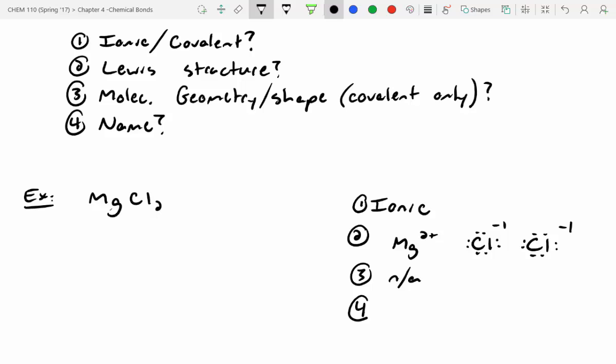And then number 4, what is its name? Magnesium chloride, exactly. So it's an ionic naming system that doesn't use the transition metals, so we don't have to include the Roman numeral.